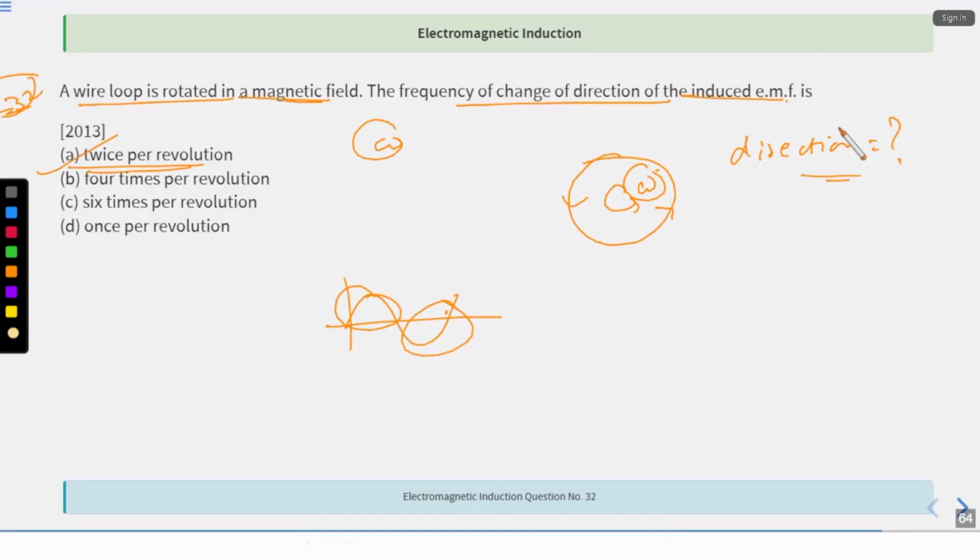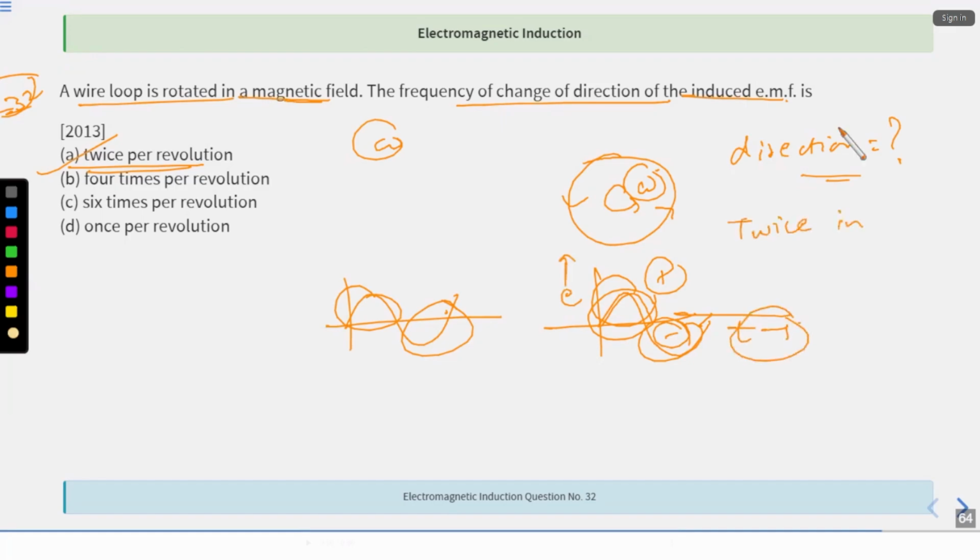Okay. So I hope you got it, because since we are rotating it with speed omega, using this graph, it is changing twice. First, it is positive in this much, and then negative. Of course, this graph is between E and time. So it is changing twice in one loop.